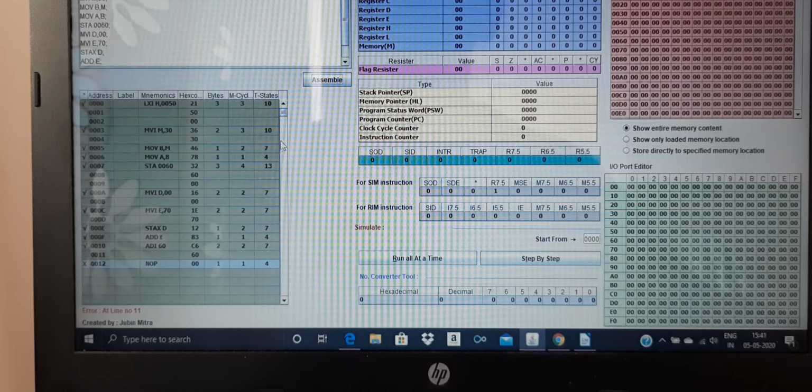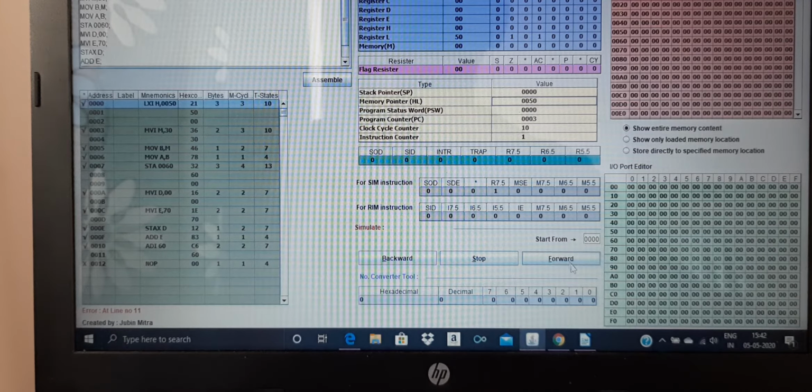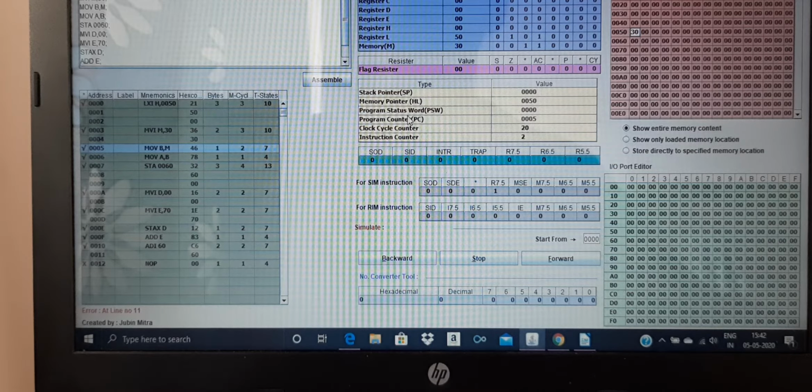Let us assemble. So the program has got assembled, as you can see over here. Let us simulate it step by step in the forward direction. As the first instruction got executed, which was LXI H 0050, the memory pointer, that is HL, became equal to 0050. Let us execute the second instruction. The second instruction that got executed was MVI M comma 30. As you can see, the contents of memory have become equal to 30 as pointed by register pair HL. Memory location 0050 has become equal to 30.